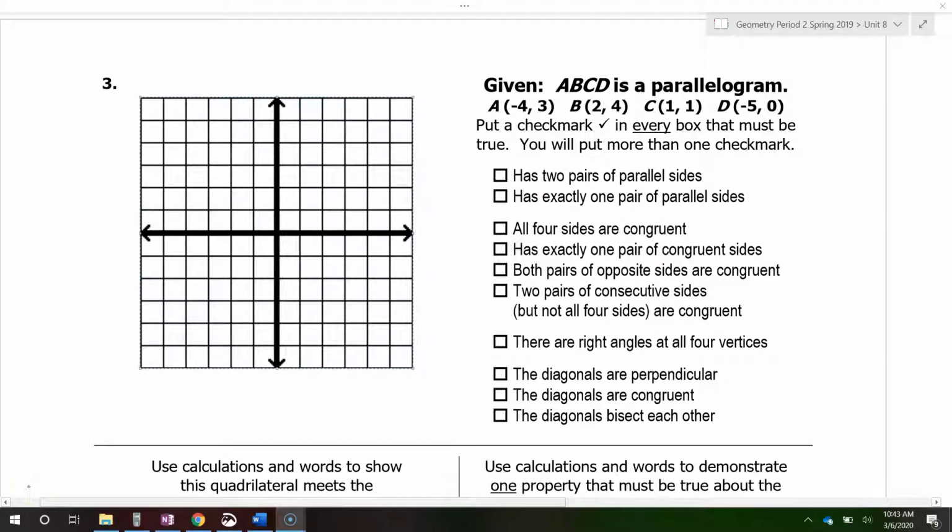In this video, I will show you how to prove that a certain quadrilateral is a parallelogram using the coordinates. And then we will also prove a special property of the parallelogram. We will prove that the diagonals bisect each other.